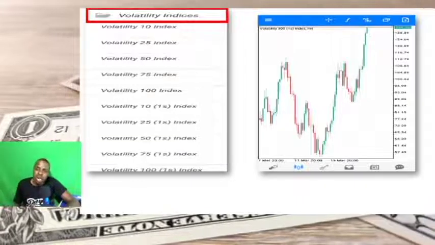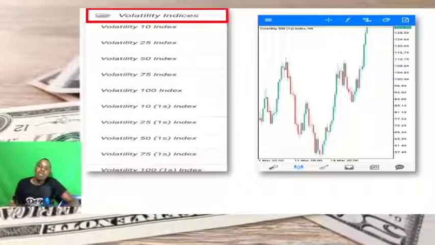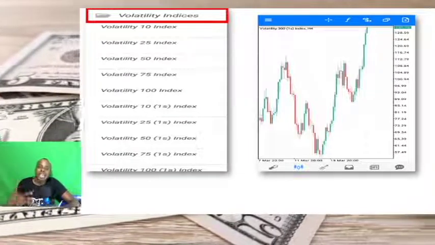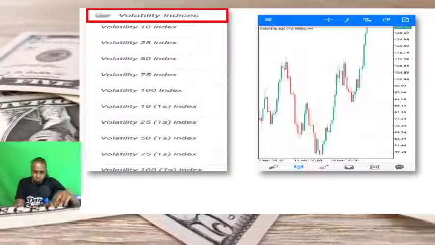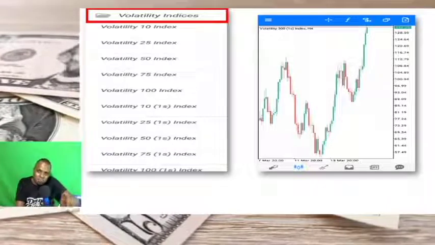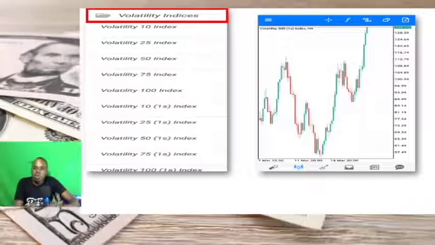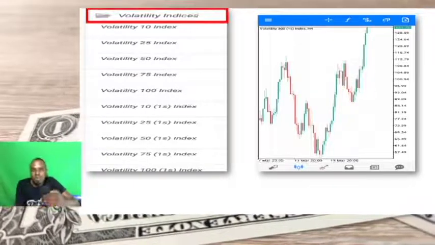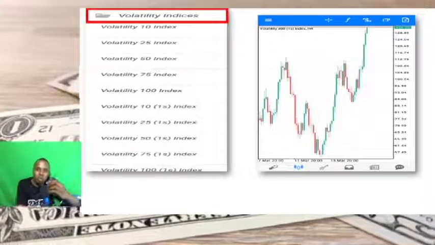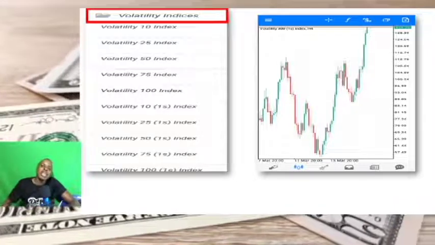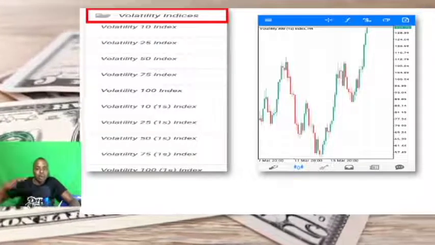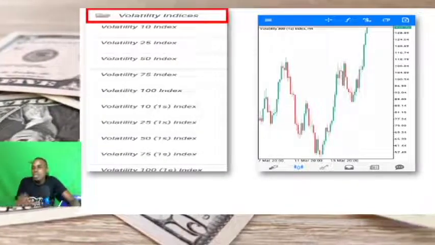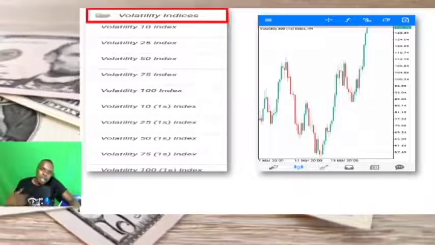If you have a huge account, if you know what you are doing, if you trade the volatility 100 index or the volatility 75 index, you're going to make a lot of money. But if you have a small account and you don't have much experience, I would advise you to start off with the volatility 10 index, because it has only 10% of the volatility. It means it doesn't move a lot, which means your account can be a little bit safe. You can place small trades and get small gains, right?